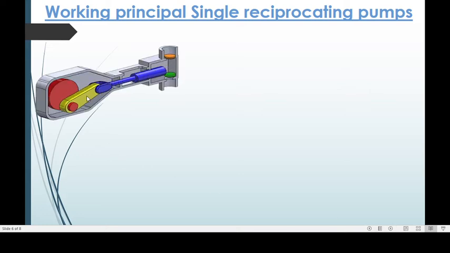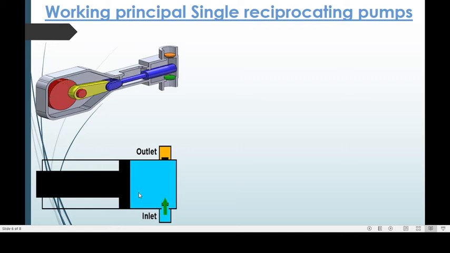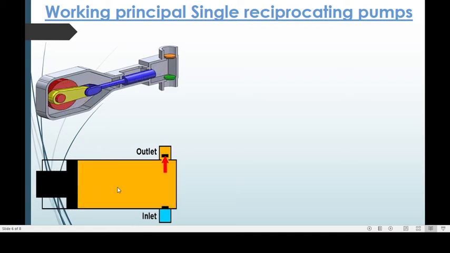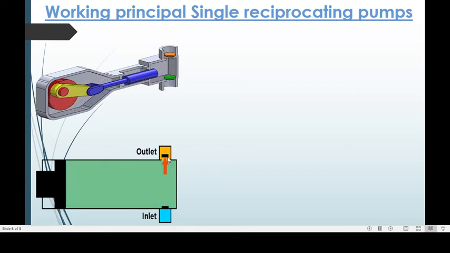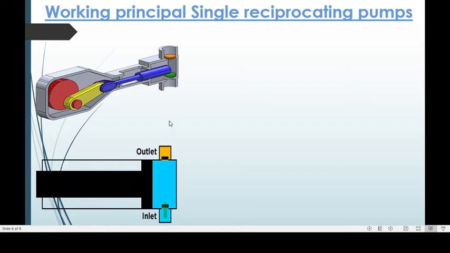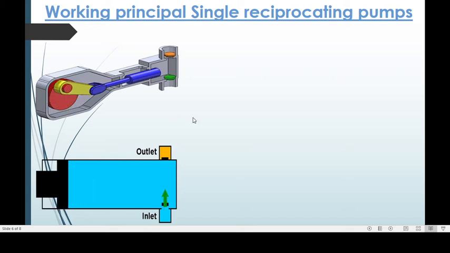So here this is your crank, and this is your piston. Here you will see one valve opening and one valve closing. You can see the piston moving forward and backward, so the water is coming inside and once again going outside to the delivery pipe.